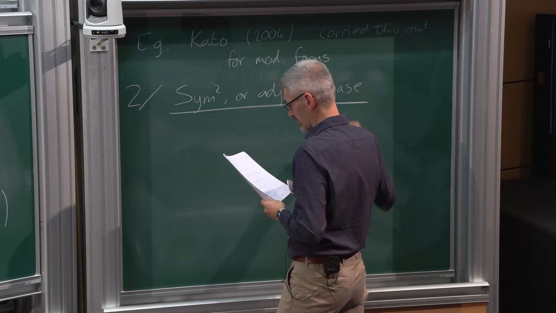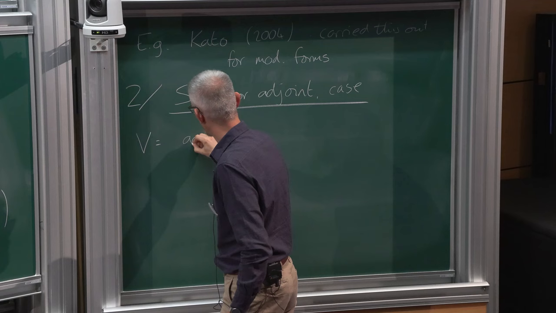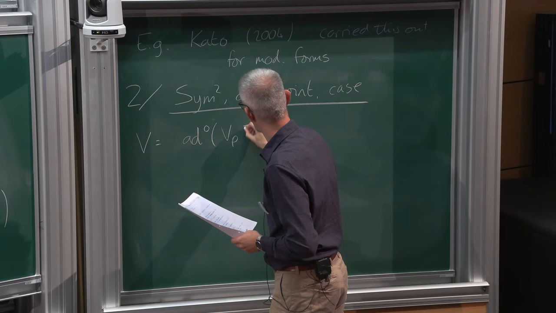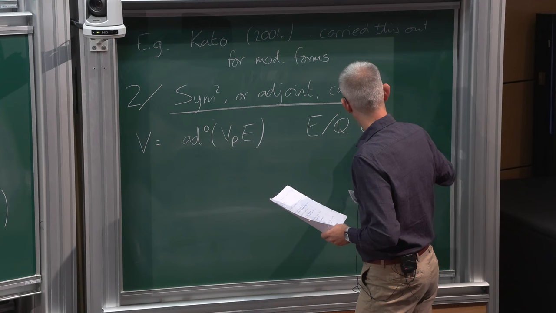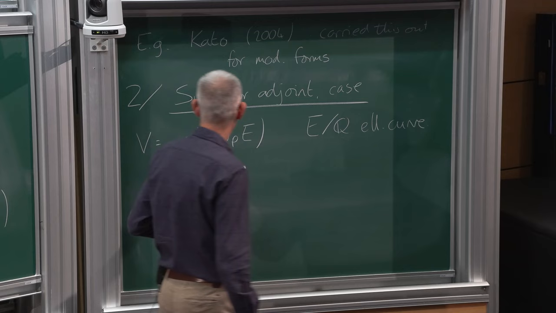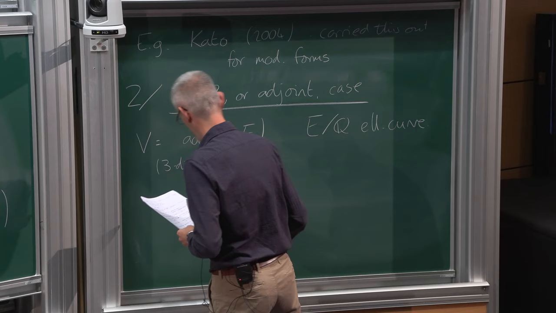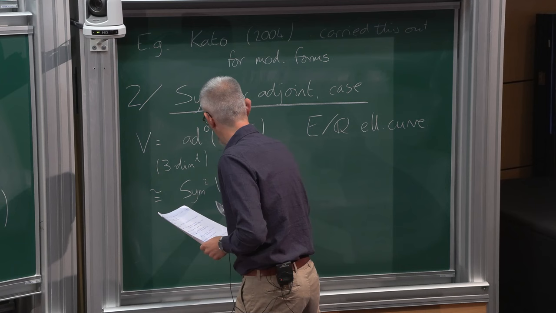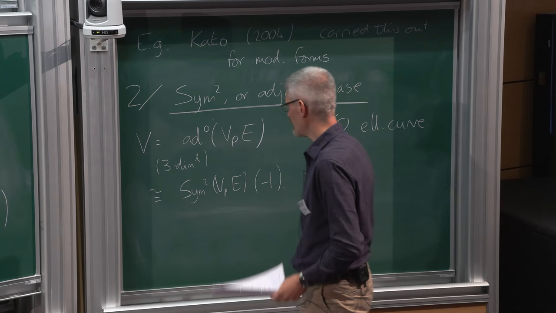So we're going to take V to be the trace zero part of the adjoint of the representation attached to an elliptic curve over Q. So these are the trace zero endomorphisms of V_p(E), so this is three-dimensional. And this is isomorphic to the symmetric square of V_p(E) twisted by minus one. And there are lots of reasons to care about this.